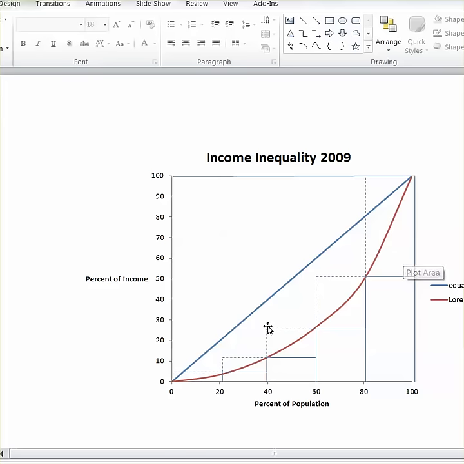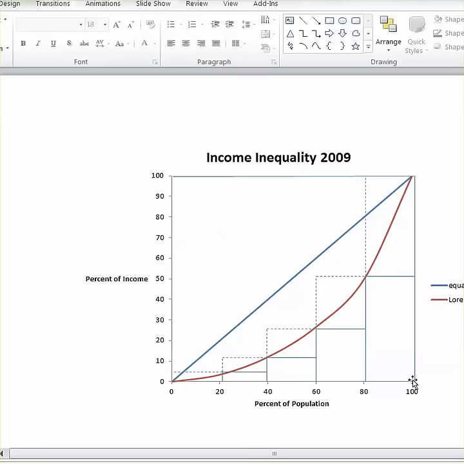The second option is to take the lower bound. So the first rectangle would be 0. The second rectangle would be this little box right here. The third rectangle would be this little box right here, and so forth. If you do it that way, I hope you can see that you will overestimate area A.